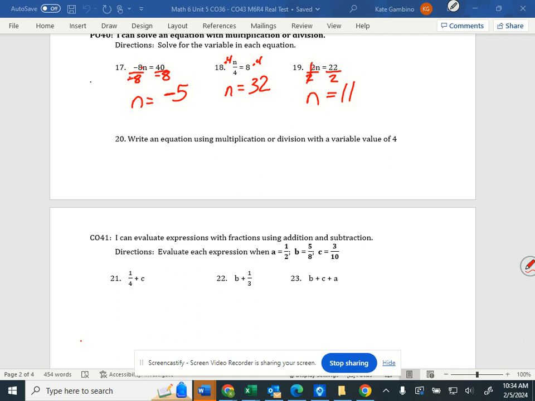Okay. Write an equation using multiplication or division with a variable value of 4. So you could say 4 times 5 equals 20. Take out the 4, put in your n. You could say same thing, 5n equals 20. Either way, I accepted it. But your variable had to equal 4. Any questions on those? All right.